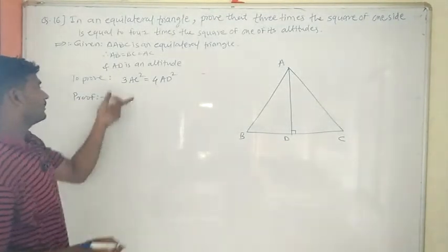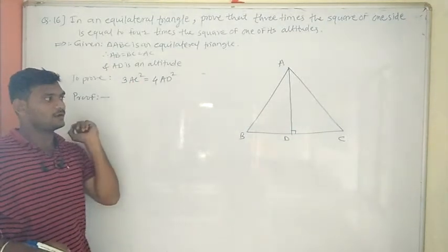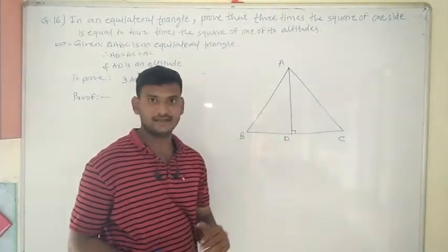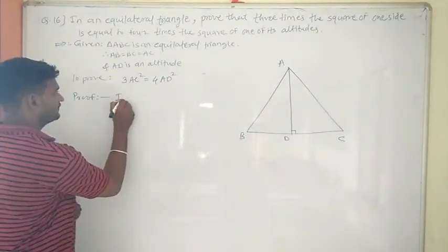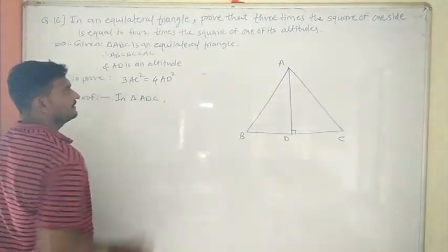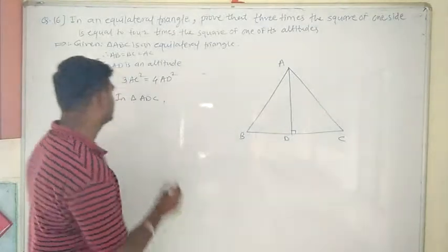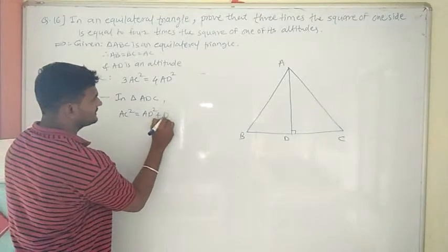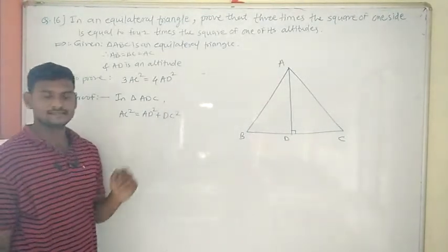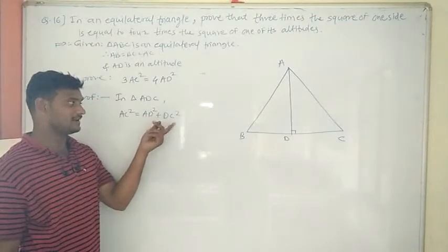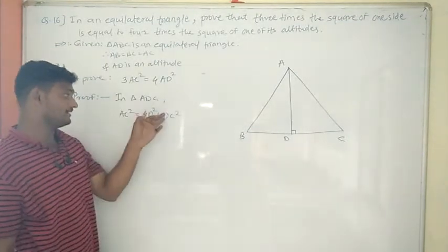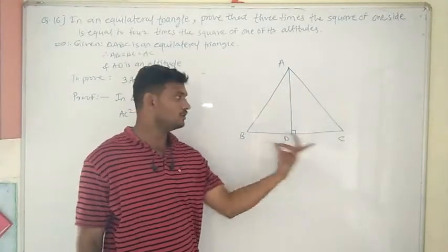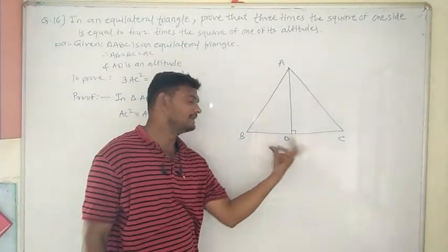In the proof, what do we want? AC square and AD square. In which triangle will we get AC square? In triangle ADC, can we get AC square? Yes. In triangle ADC, AC square is equal to AD square plus DC square. Yes, I can write AD square plus DC square. But in the proof, we don't want this DC. To convert this DC to one of its sides, can we convert this DC in terms of BC?